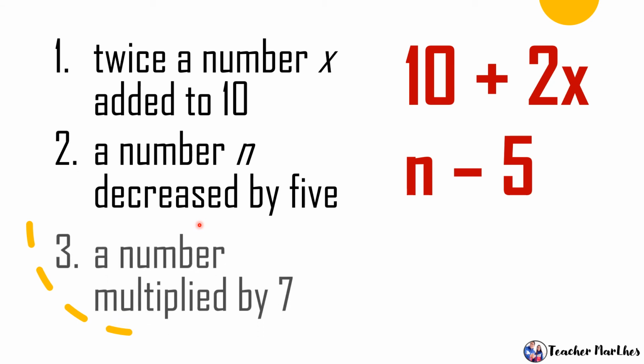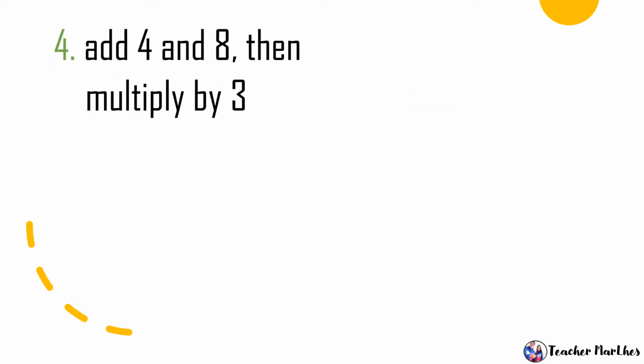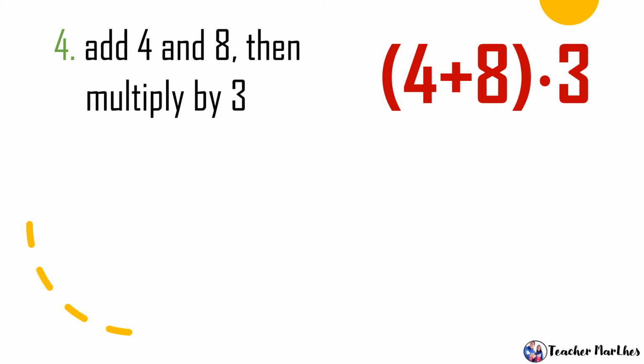Then number 3, a number multiplied by 7. So when we say a number, this is a variable or a letter. So the answer is 7n. So this is multiplication. Number 4, add 4 and 8, then multiply by 3. So first, we will add 4 and 8. So we will use parentheses. And then we will multiply by 3. So the answer is the quantity of 4 plus 8 times 3.